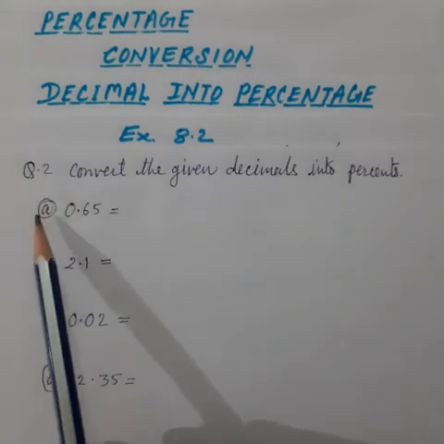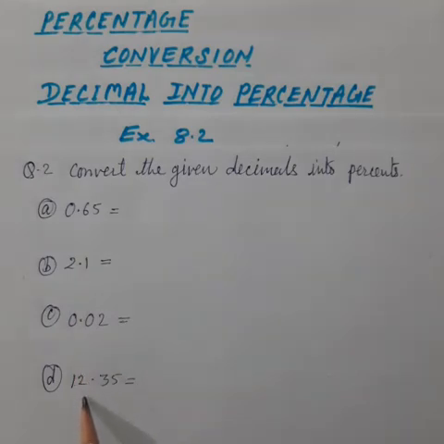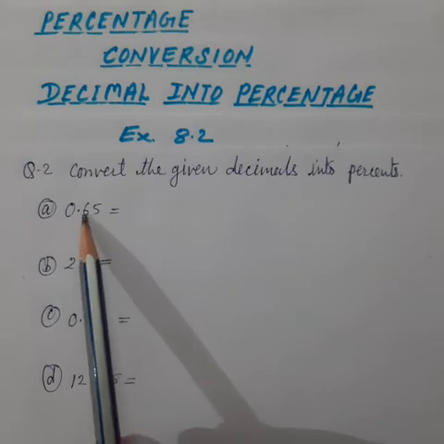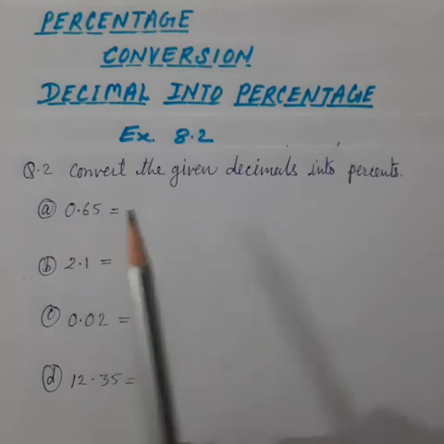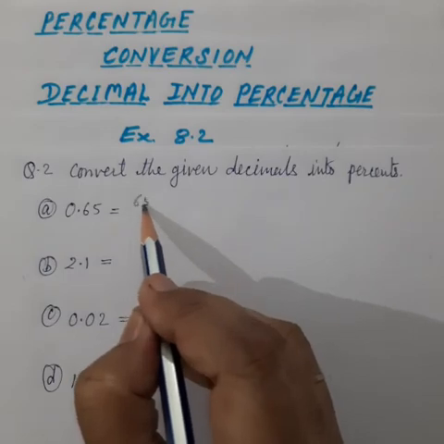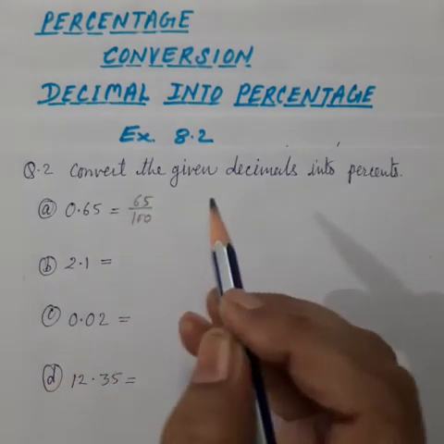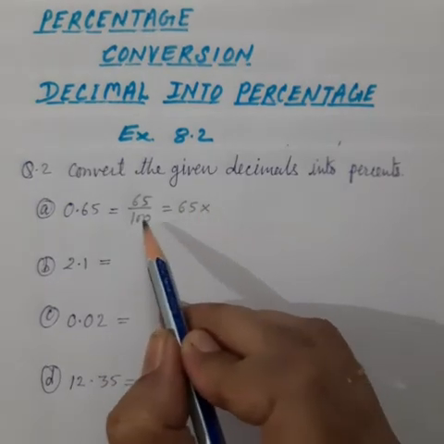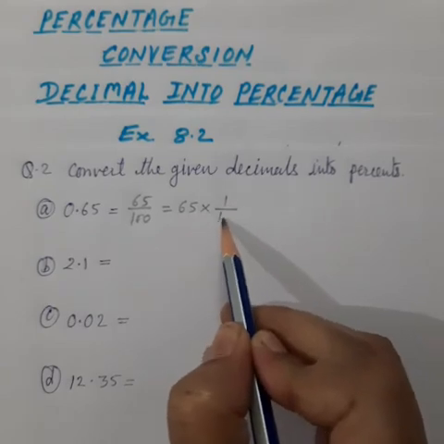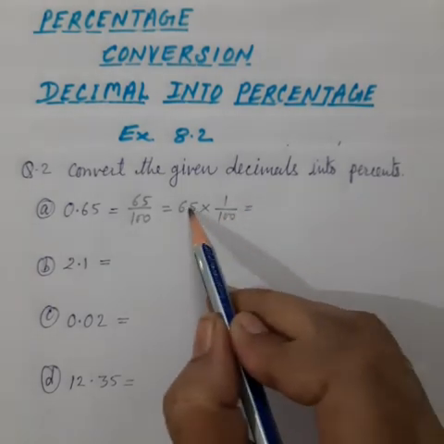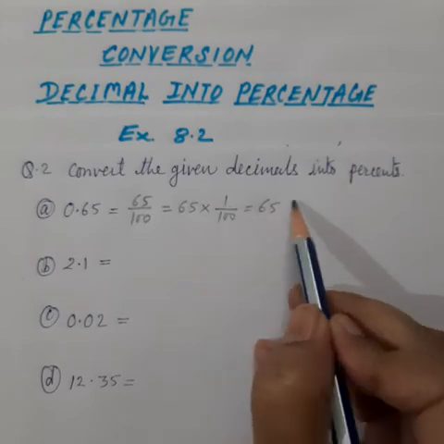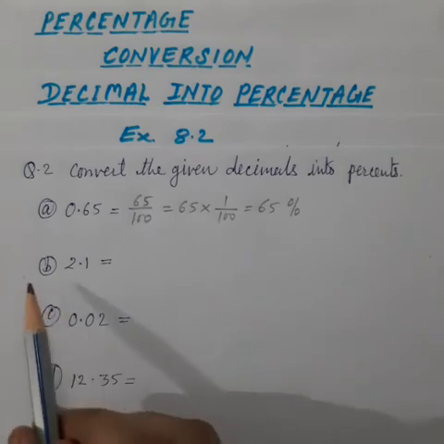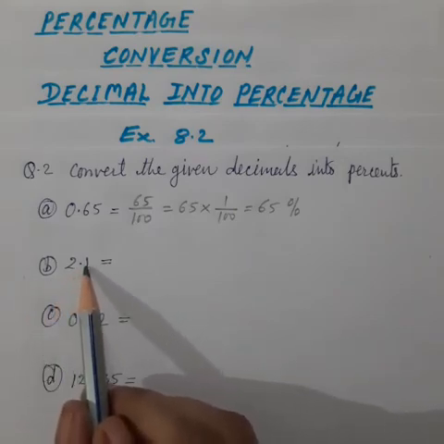Question 2. Here we have to convert these decimals into percents. A, 0.65. Here there are 2 digits after the decimal point. So it is 65 hundredths. And now write it as numerator 65 into this denominator, write separately as 1 by 100. 65, and for this 1 by 100 write percent sign. So it is 65%.